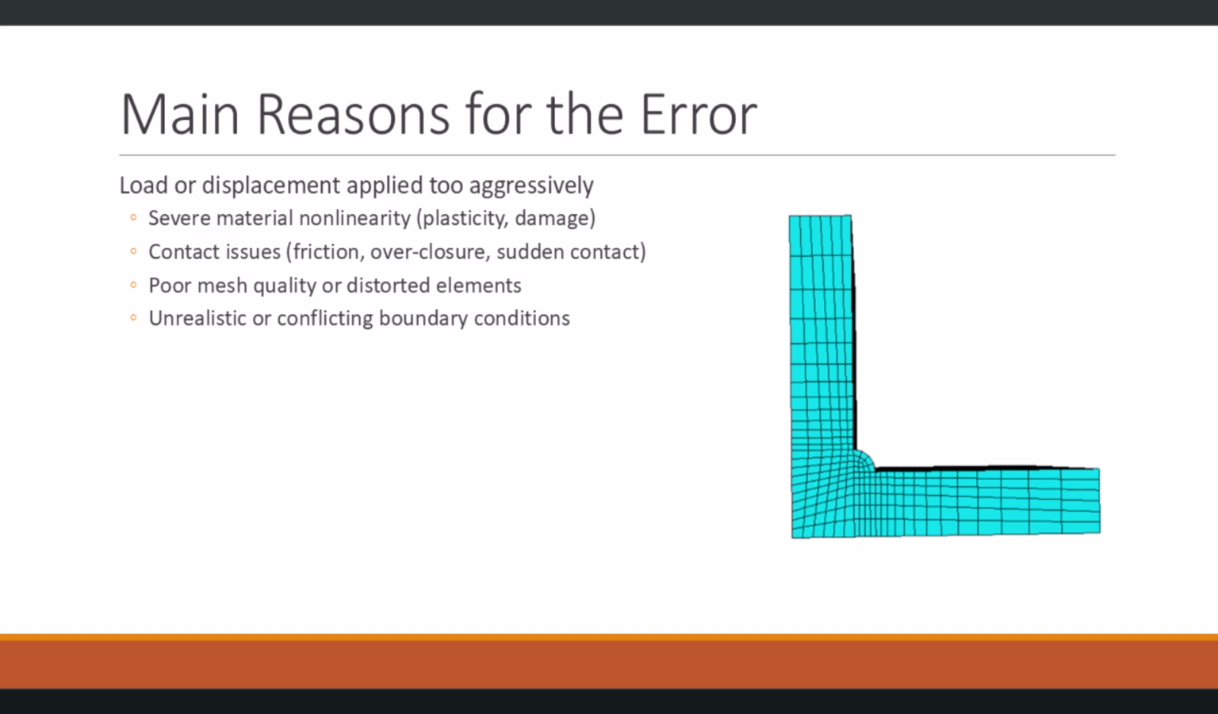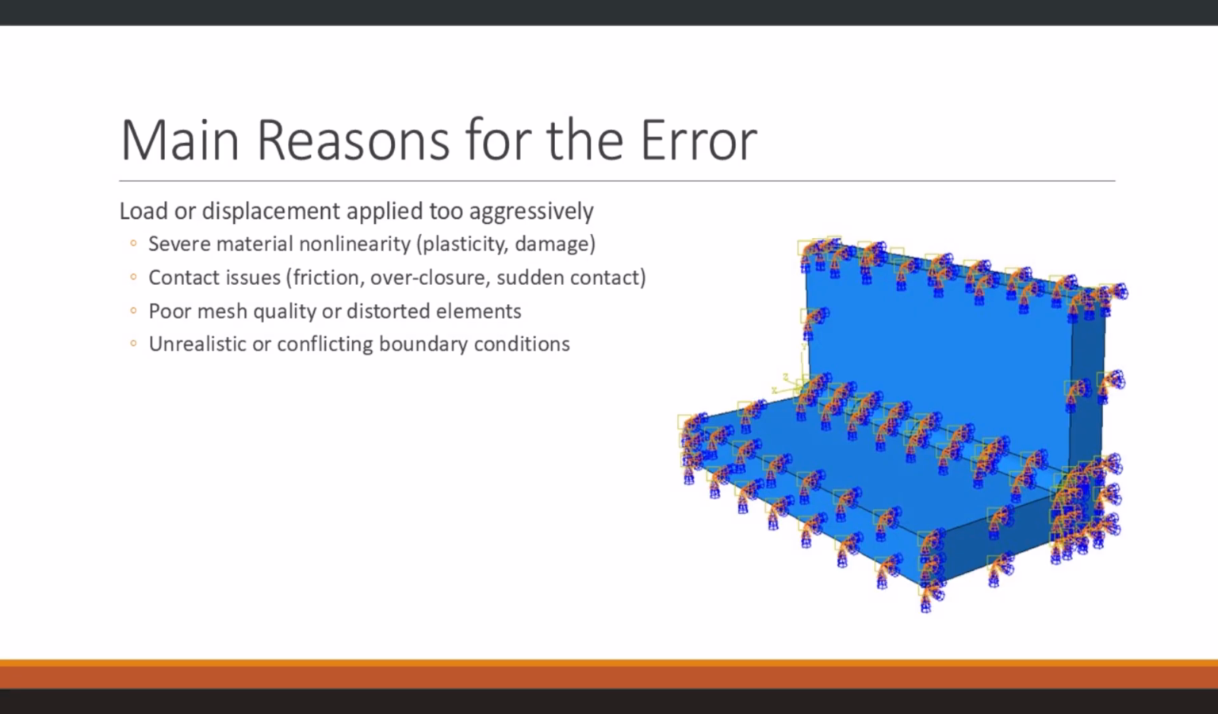Highly distorted elements, wrong element types, or very coarse meshes in nonlinear zones can prevent convergence completely. Last but not least, unrealistic boundary conditions. Over-constrained models, conflicting boundary conditions, or rigid constraints can lock the structure and make equilibrium impossible.